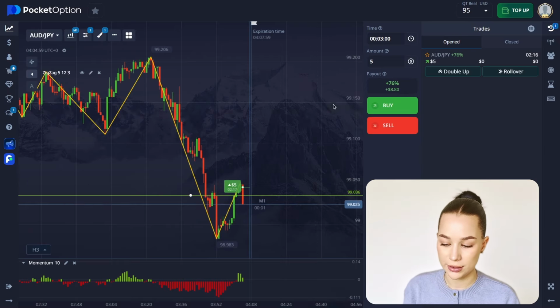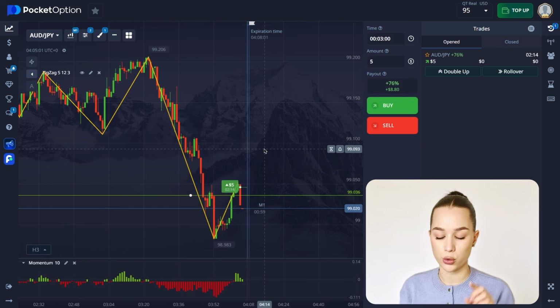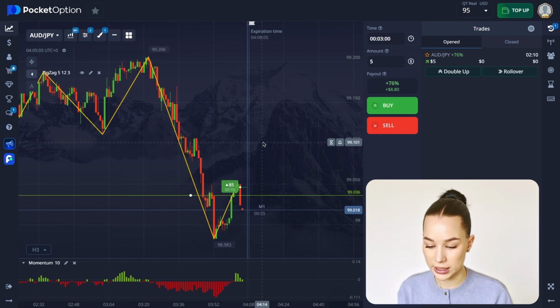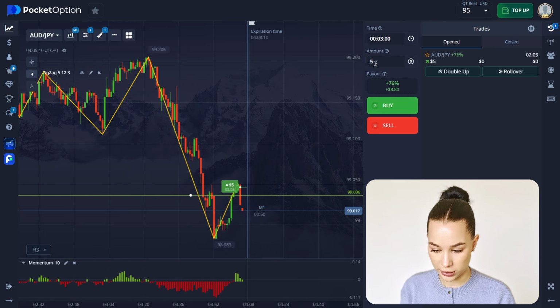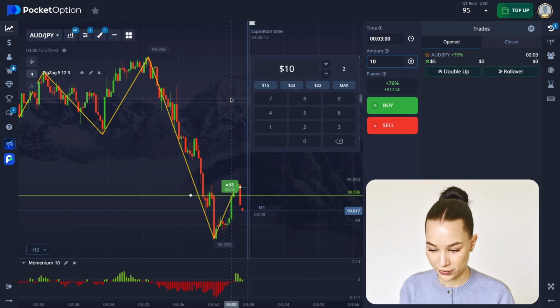We don't need to change anything there. You can change some of the settings so you will have more lines on the chart, which will give you more information, but actually we don't need that. So let's change our amount of money to $10 so we can open the catch-up here. Yeah, let's open a buy trade here.